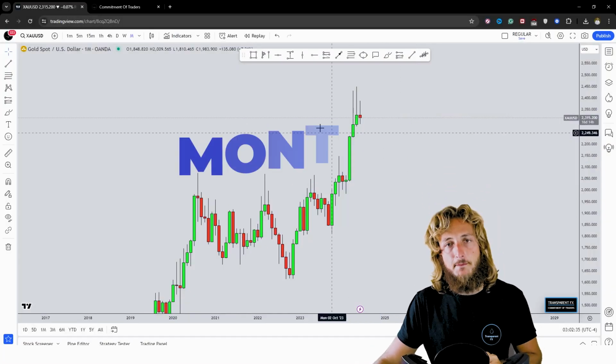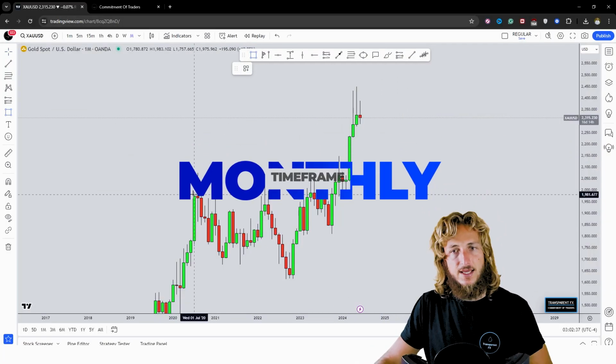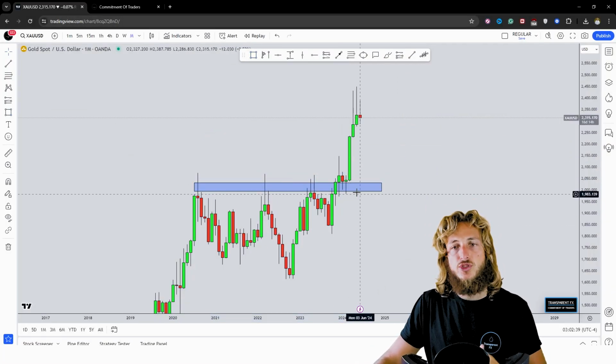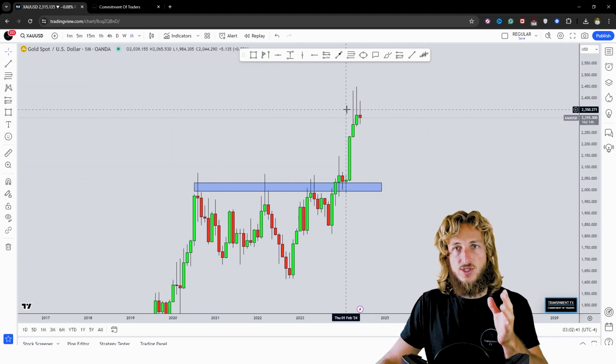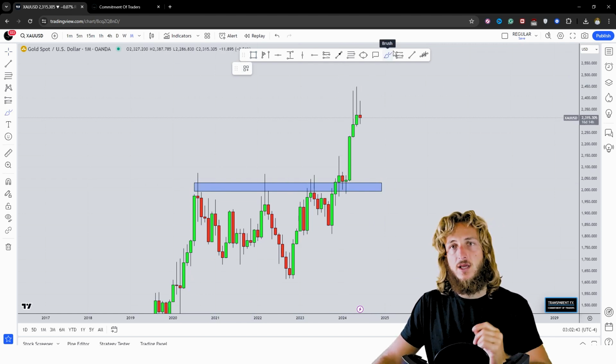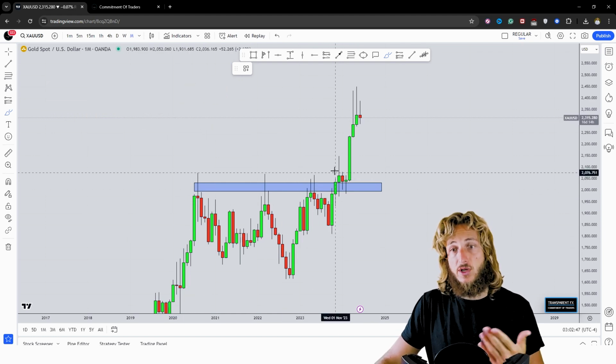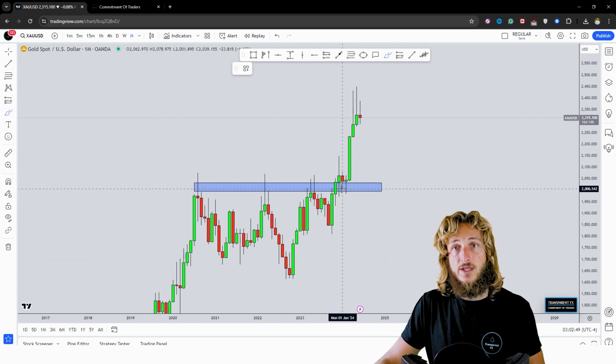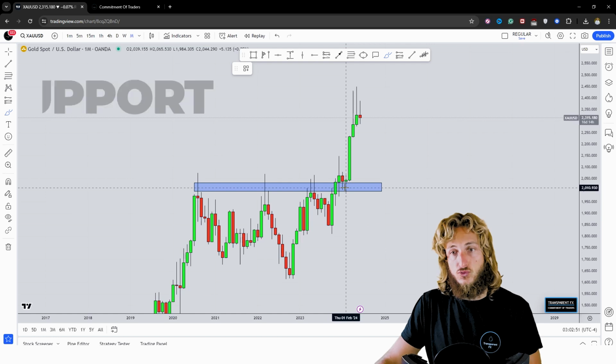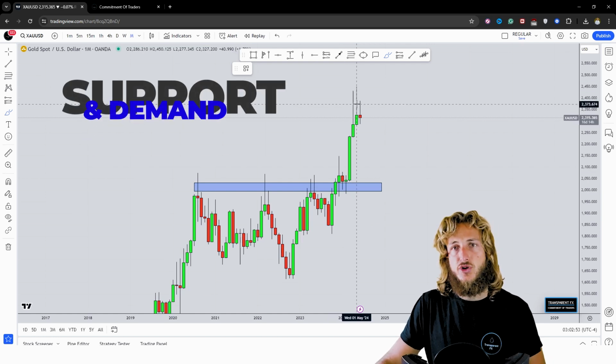Starting here from the monthly time frame, what we can see is that at the moment we have a market which is rejecting to the upside a quite strong monthly supply and resistance area. That, now that the market has broken into the upside and retested, has turned into support and demand, and the market is rejecting it to the upside.